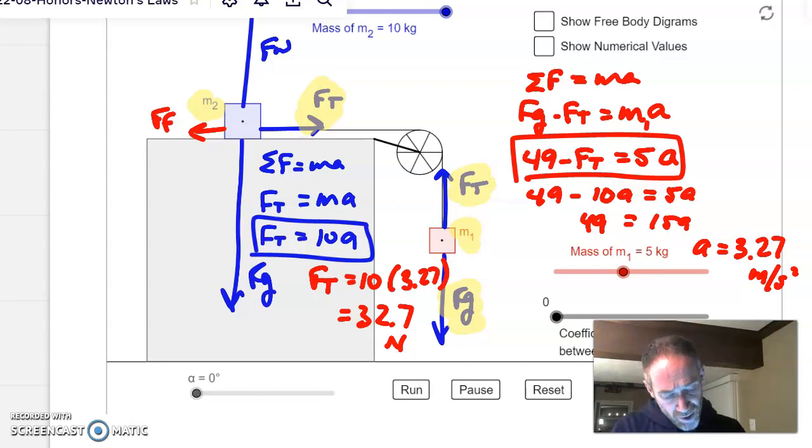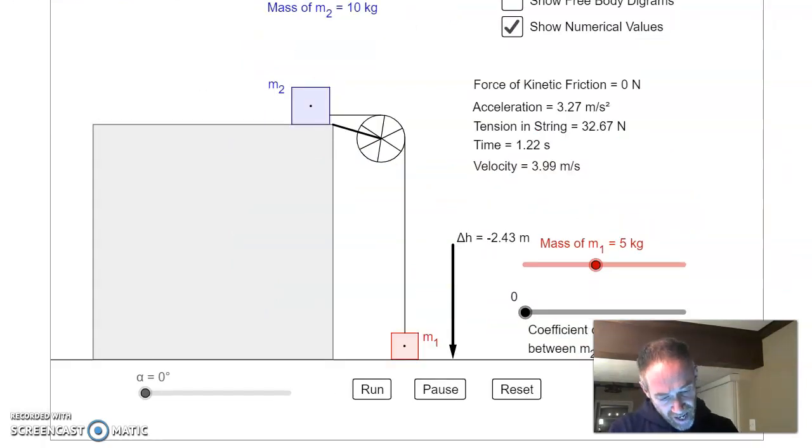Now we can go back over to the simulator and check that. You can see that we can put the values on there. There's the acceleration that we found, very nice. There's the tension that we found, very nice.